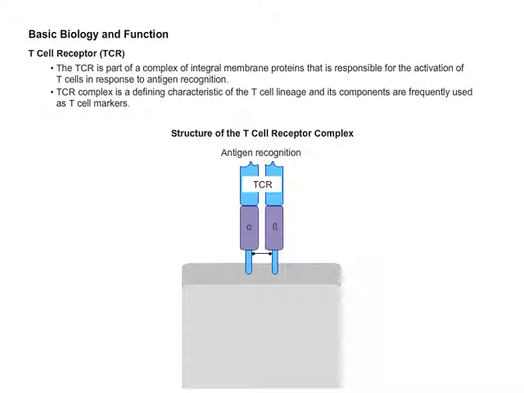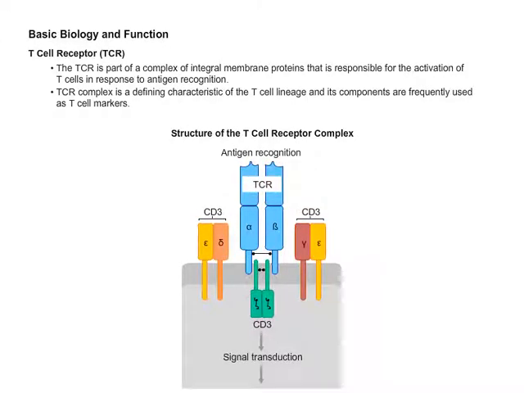Each chain of this heterodimer has a highly variable extracellular domain region that is responsible for the recognition of antigen presented in the context of MHC molecules. The TCR does not function in isolation, but is associated with a complex of 4 distinct invariant transmembrane proteins called CD3, or the T3 complex.